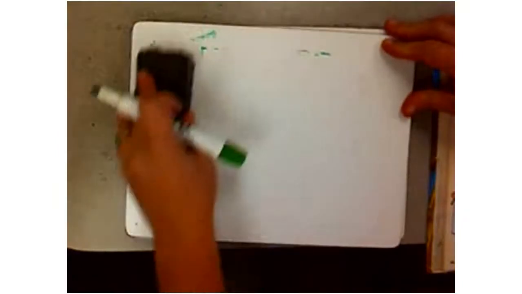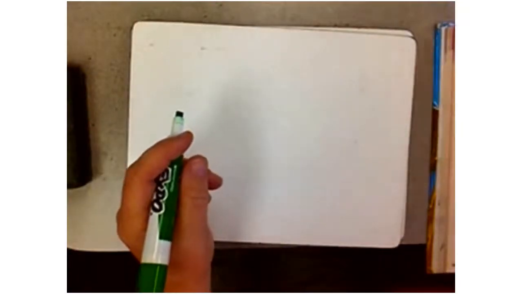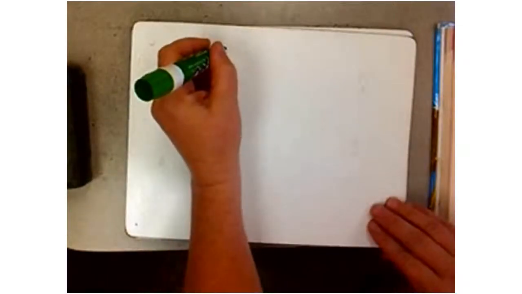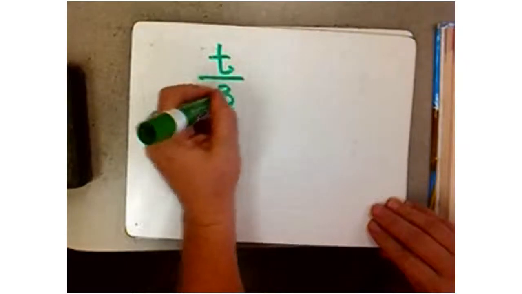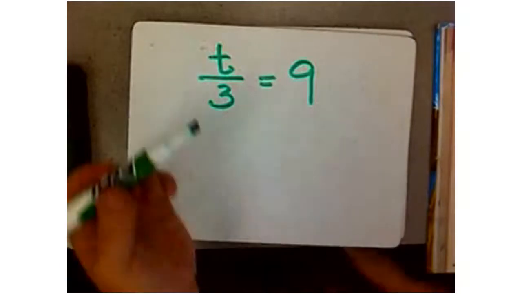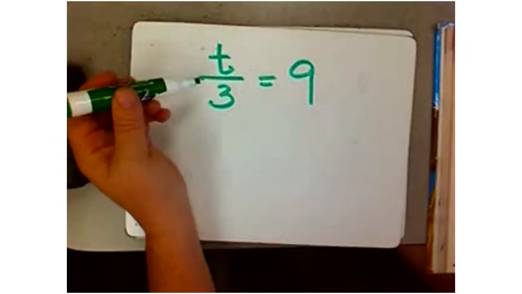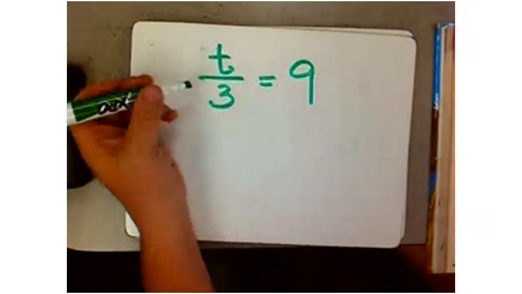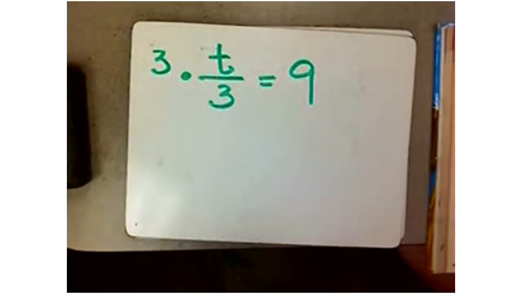If you have a division problem, sometimes division will look like a fraction. So something like, let's do t over 3 equals 9. So it's actually t divided by 3 equals 9 if we look at it that way. And in order to undo division, we do multiplication, that multiplicative inverse. We're doing the reverse to undo it.